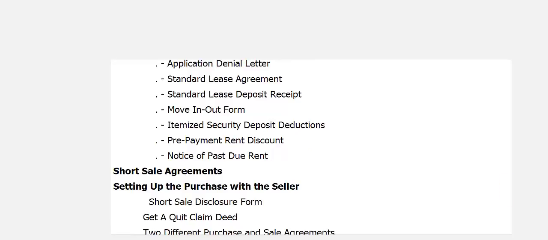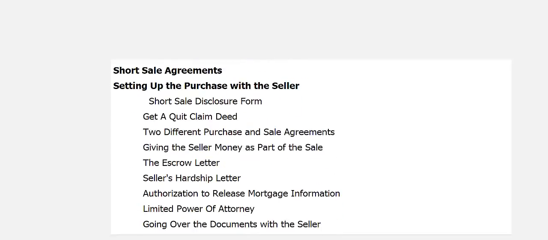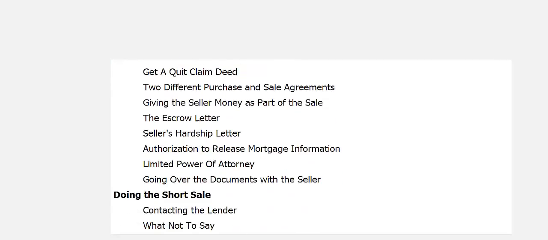Then we go into short sale agreements. There's two sections of the short sale agreements. One is setting up the purchase with the seller, short sale disclosure form, get a quitclaim deed, two different purchase and sale agreements, giving the seller money as part of the sale, the escrow letter, the seller's hardship letter, authorization to release mortgage information, limited power of attorney, going over the documents with the seller.